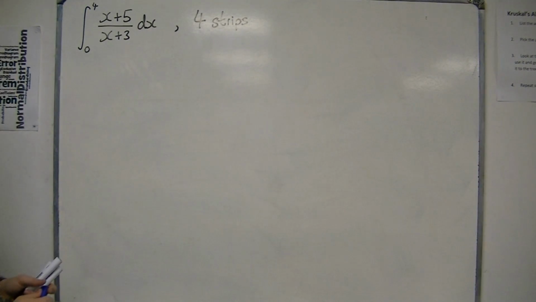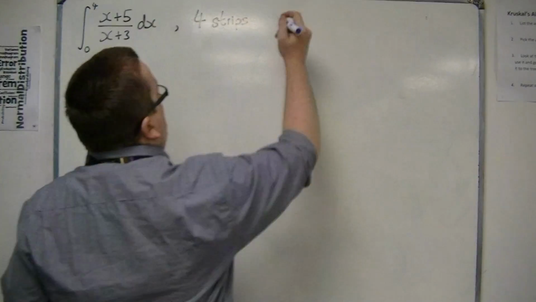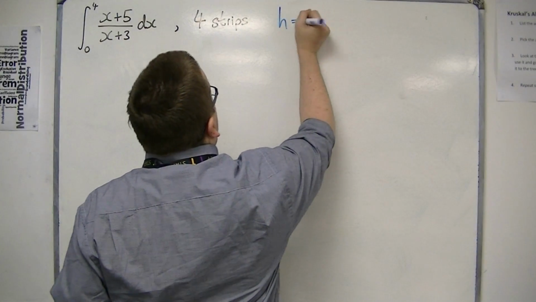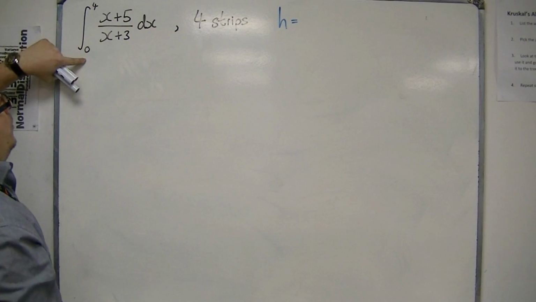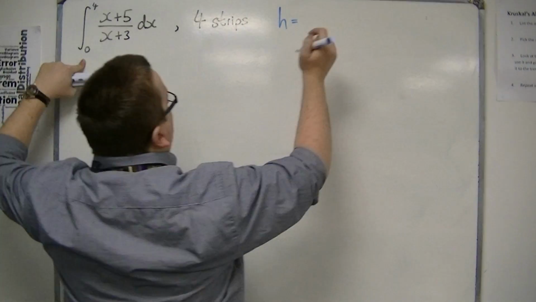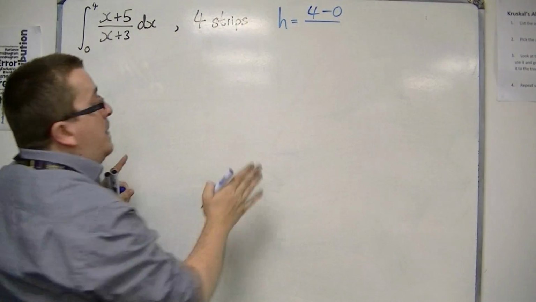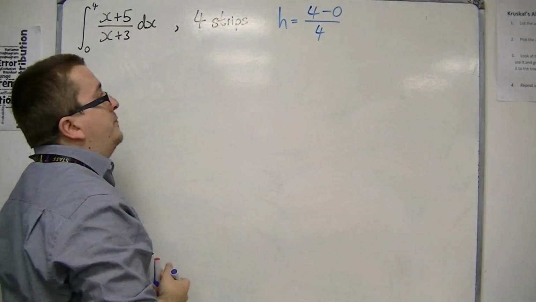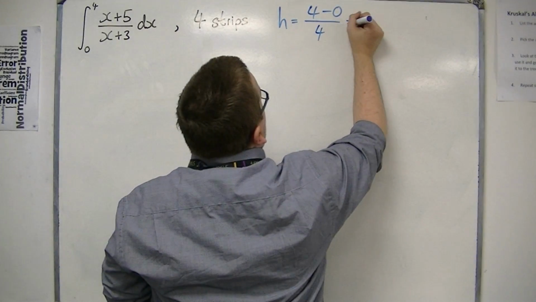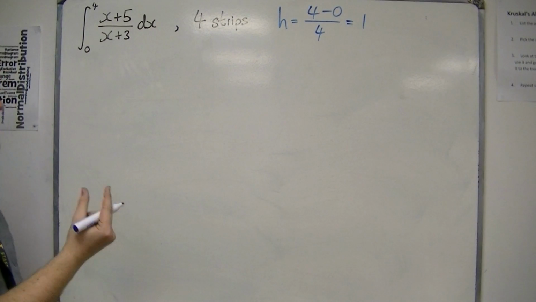So the first thing is to determine the width of the strip, and that is h. Now h is given by the difference between the two coordinates on the x-axis, between the 4 and the 0, divided by how many strips we want. And the number of strips is 4. So that is just 1. So we have strip lengths of width 1.